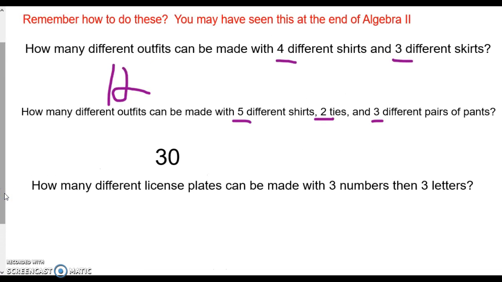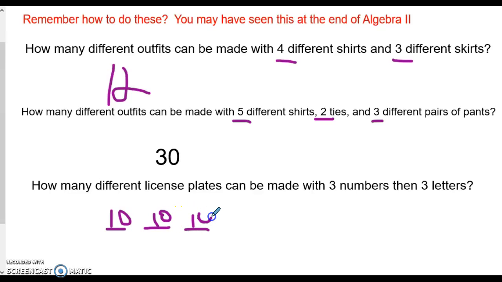Next one. Whoop, just showed you the answer. We're going to find license plates. So first you're told you can make 3 numbers on your license plate. So we're going to have 3 blanks for our 3 numbers. And how many numbers do we have to pick from? Well, you have the digits 0 through 9. So that means there are 10 different numbers that can go in each one of these slots. So put in my 10s.